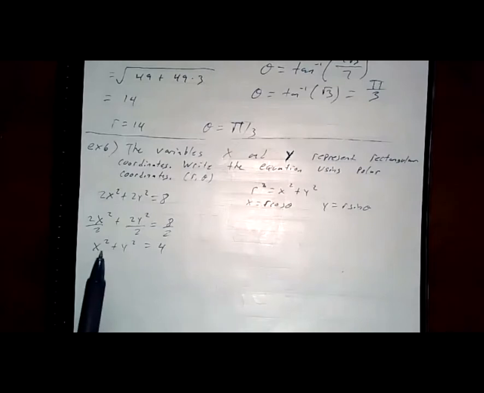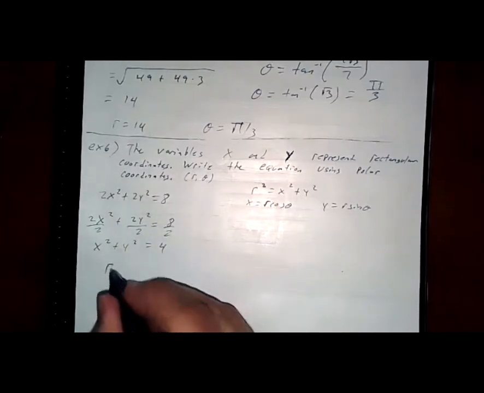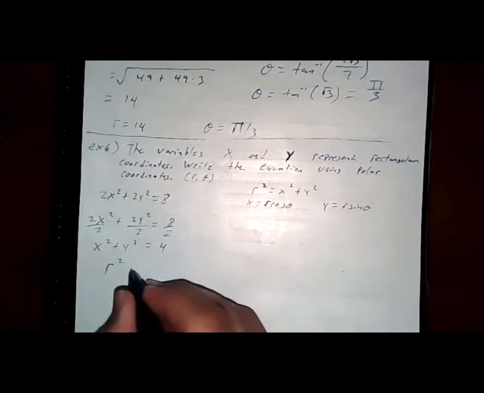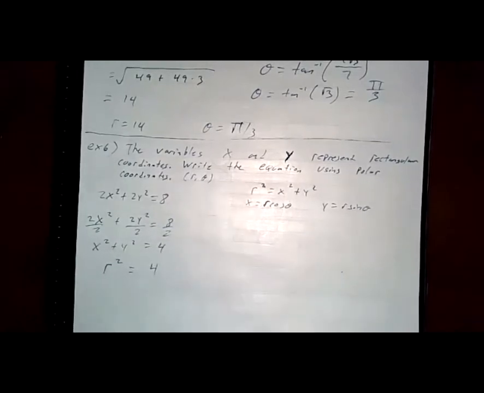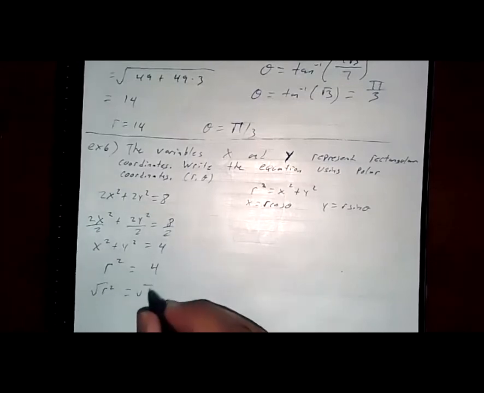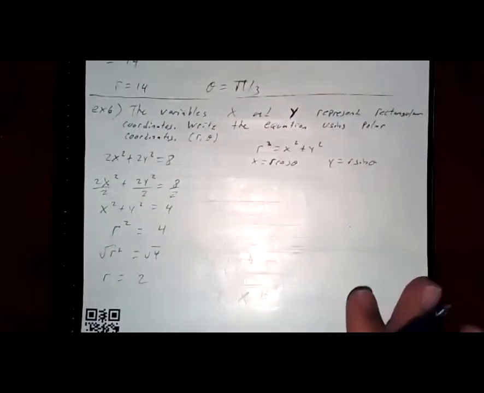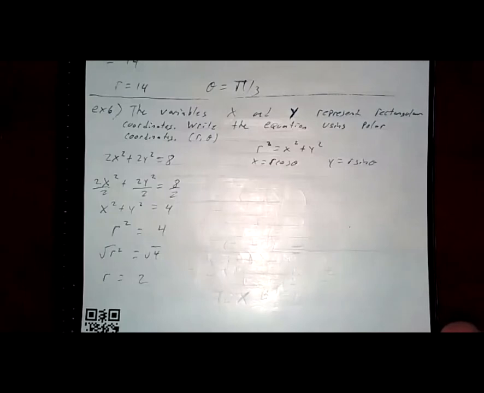So we know that r squared is equal to x squared plus y squared, so we'll replace it. So now we're pretty much in polar. That wasn't too bad. Solve for r by square rooting both sides. R gives me 2. So there's no theta, right? Notice that?